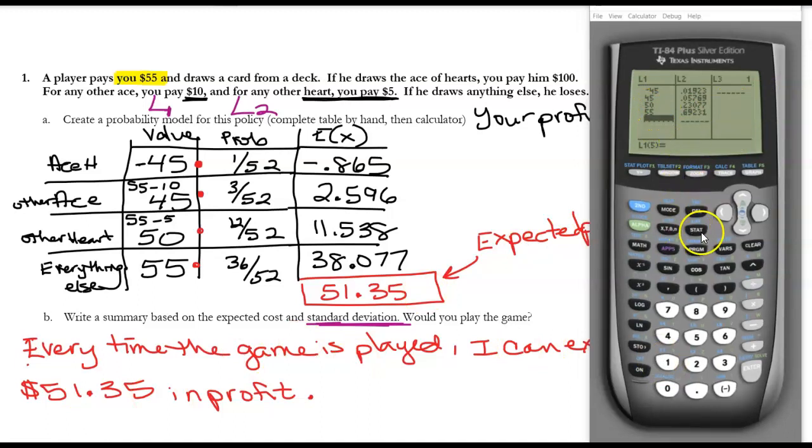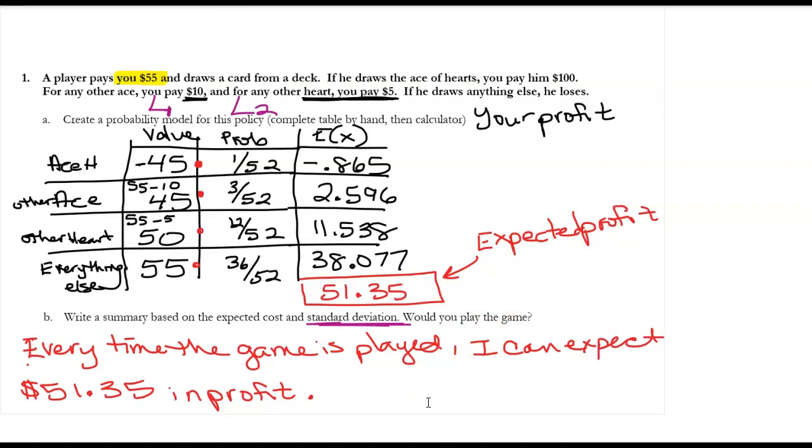Okay, so now stat, calc, 1-Var Stats. My list is in L1. My probability is in L2. I calculate, and look, we get the exact same value, 51.35. This sigma x right here, that's the standard deviation. So your standard deviation is 13.80.